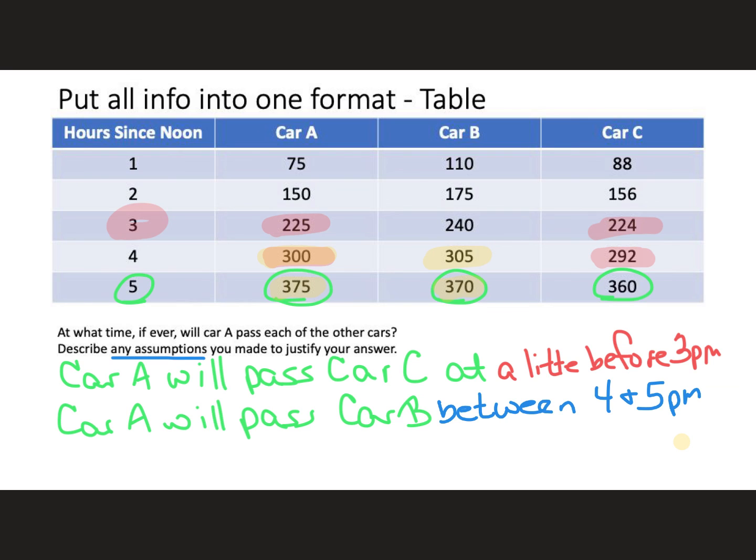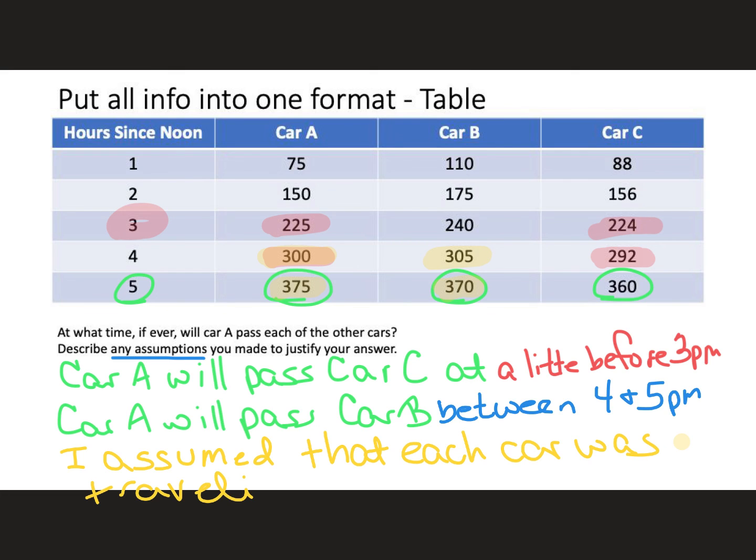So the next question asks us to describe any assumptions you made. So the one assumption I made was that every car was traveling at a constant rate of speed. So I'm going to put that down here. I assumed that each car was traveling at a constant rate. And that's how you answer that.